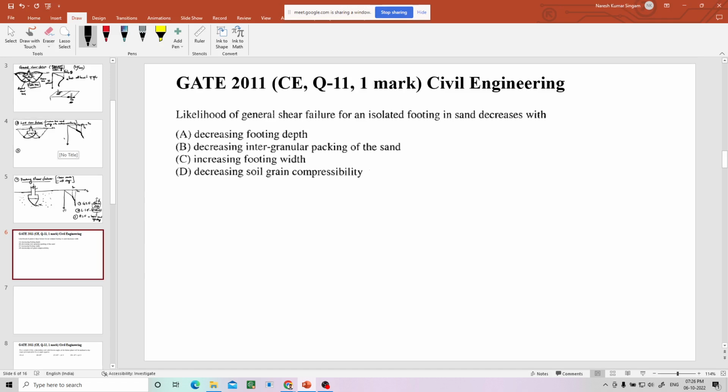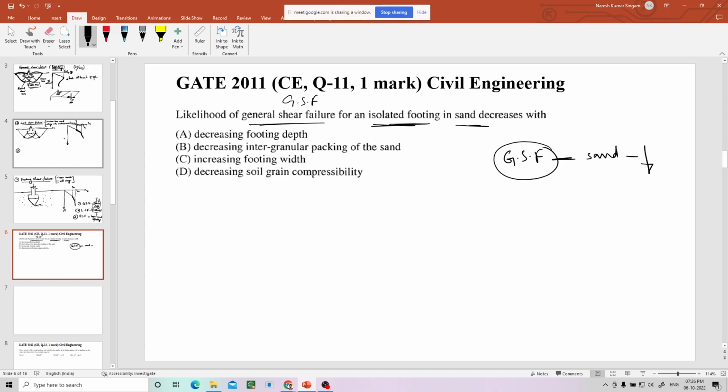Let me go through again. The likelihood of general shear failure for an isolated footing in sand decreases with what? The likelihood means the probability of general shear failure in sand decreases, meaning you should not have general shear failure. That is the meaning of this. So likelihood means probability of GSF in sand.